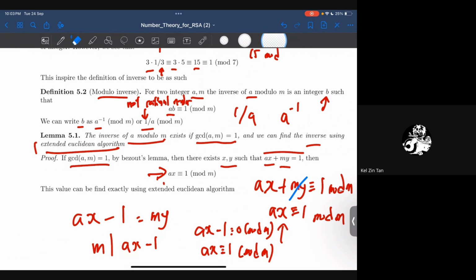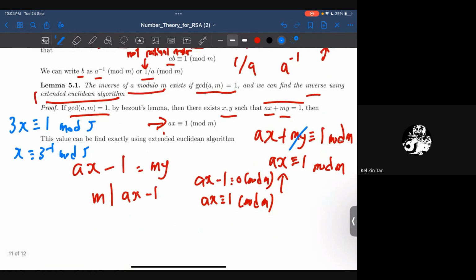So maybe a quick example. Let's say I want to find 3x congruent to 1 modulo 5. So basically x is just 3 inverse.